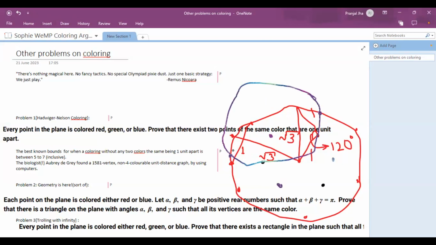I don't know what blue plus green is. I guess it's black. Indeed. So it can't be both blue and red, so that's a contradiction. Did everyone understand the second proof? Did anyone understand the second proof? Yes.